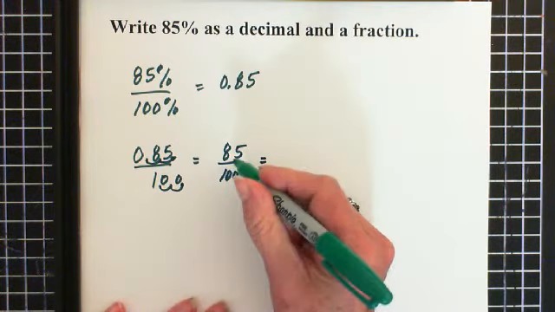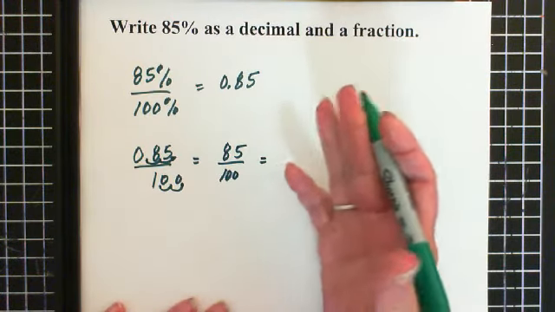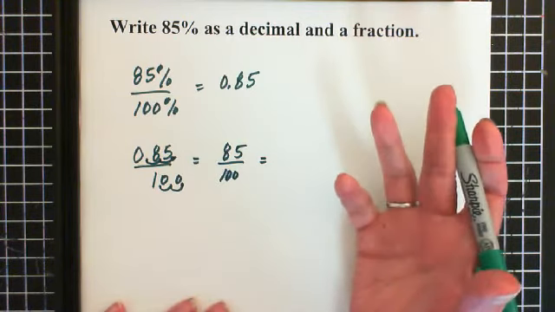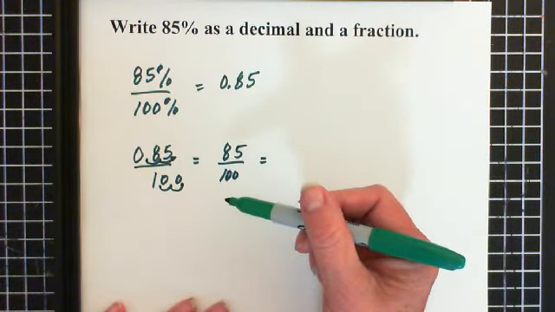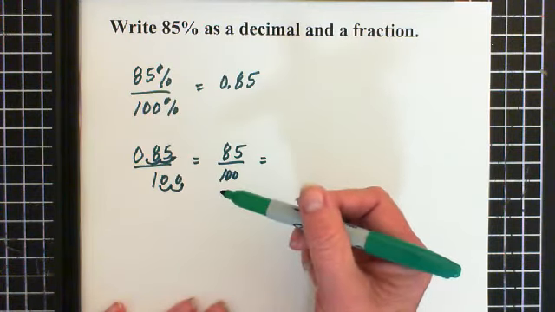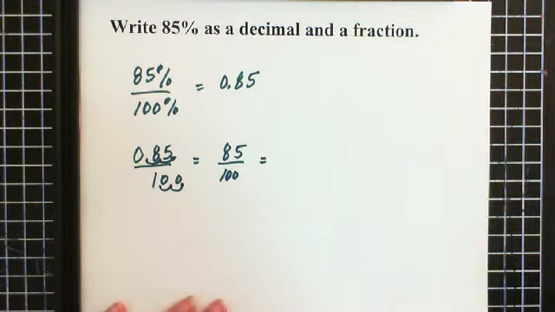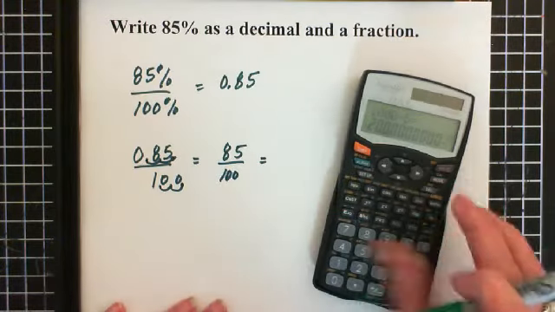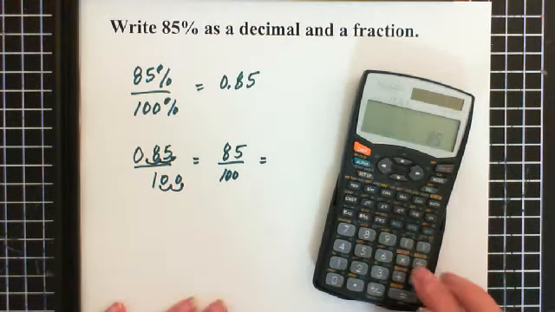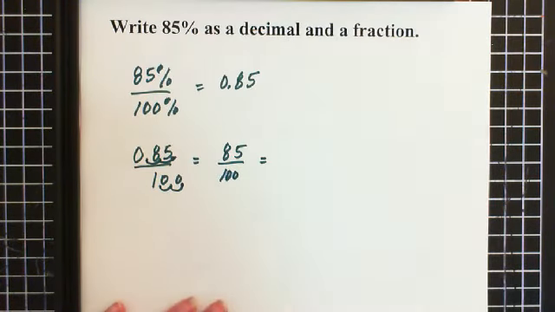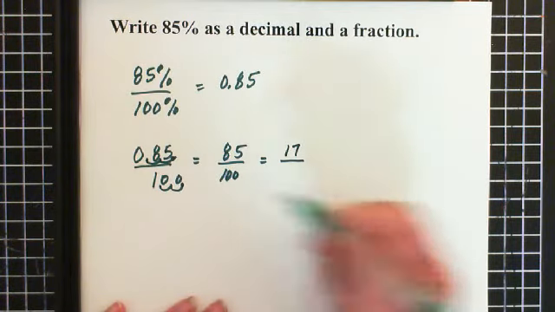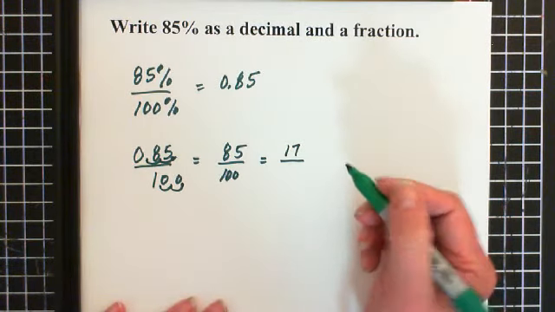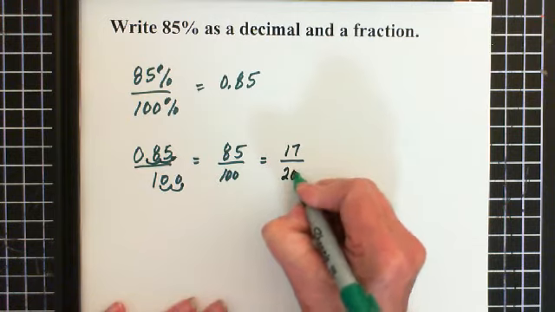Now we start reducing essentially. So we ask ourselves, what are both numbers divisible by? And the first thing we can see is a 5. That's what I'm seeing, okay? So I'll take the 85 and divide it by 5. That gives me 17. And 100 divided by 5 is 20.